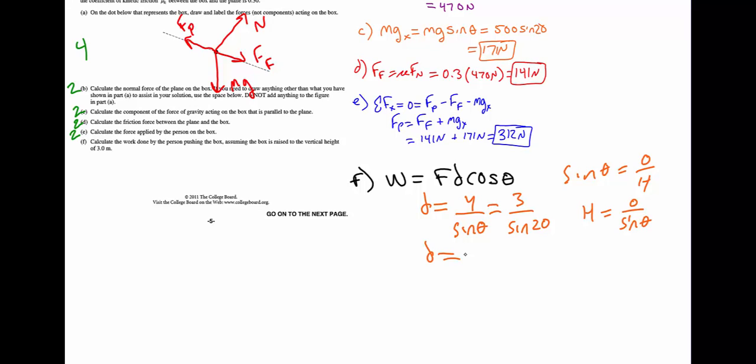That's 8.77 meters. Now I can go ahead and use my overall value for work. I want to know the work done by the person pushing the box. So I'm going to go ahead and use the pushing force, 312 newtons. And I'm going to just multiply it by the 8.77.